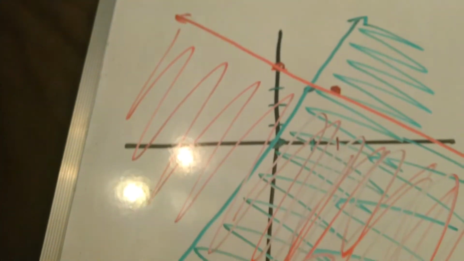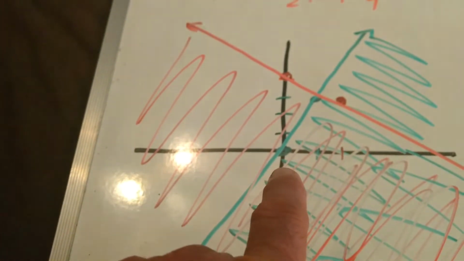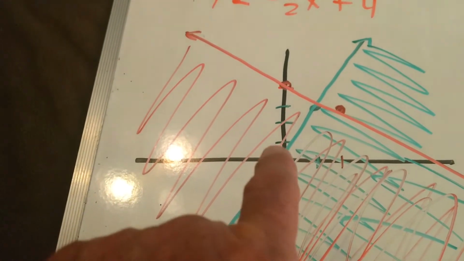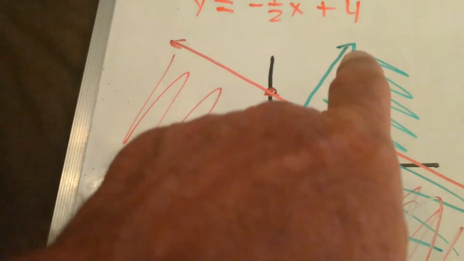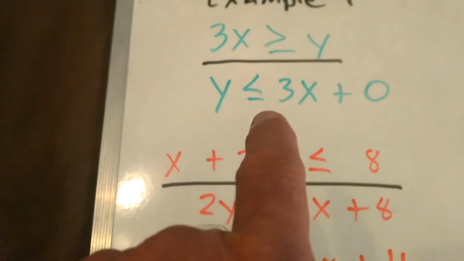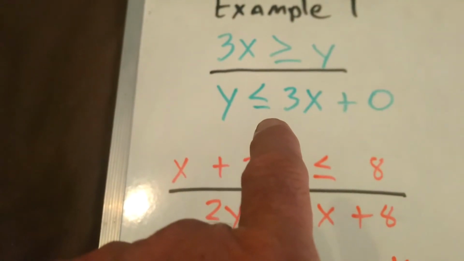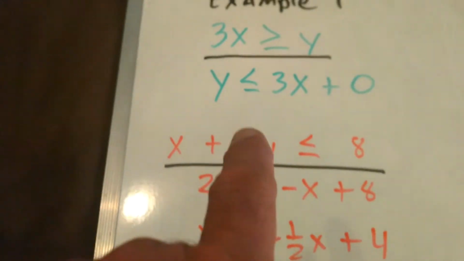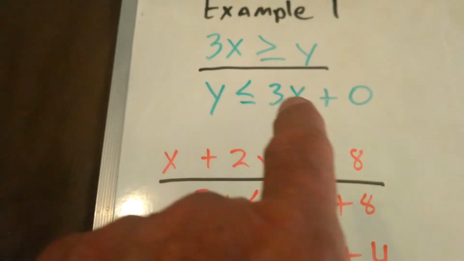We come down here to graph it. We'll plot the 0 first because that's the y-intercept. It's a slope of 3 over 1, so I'm going to go up 3 and over 1. It is a solid line because it's equal to. If it were just less than, it would be a dashed line. Because we're looking for all the y's that are less than the line.